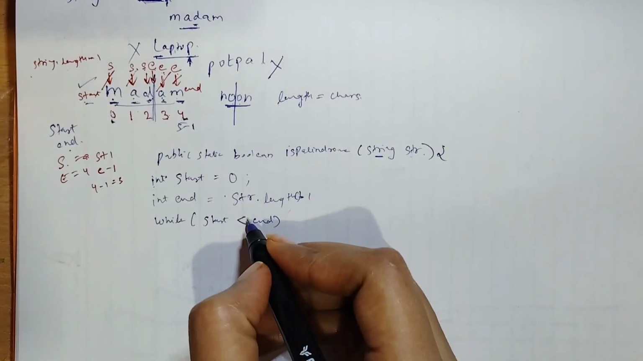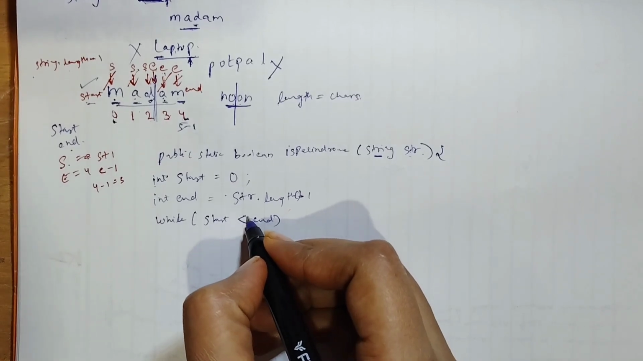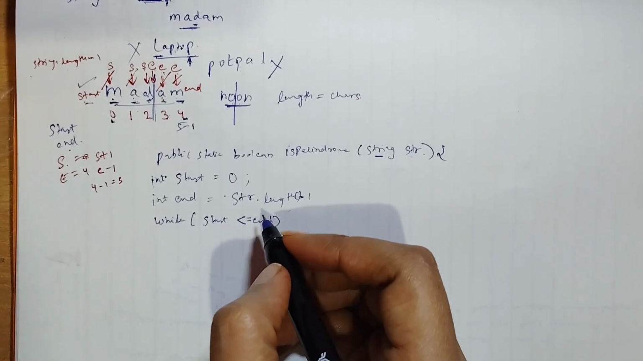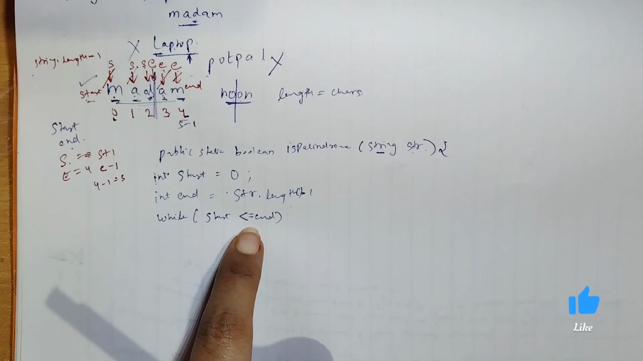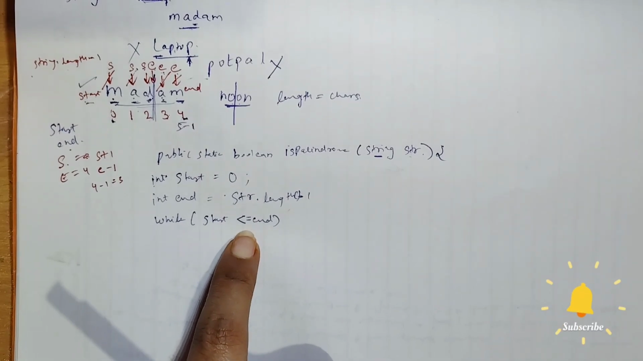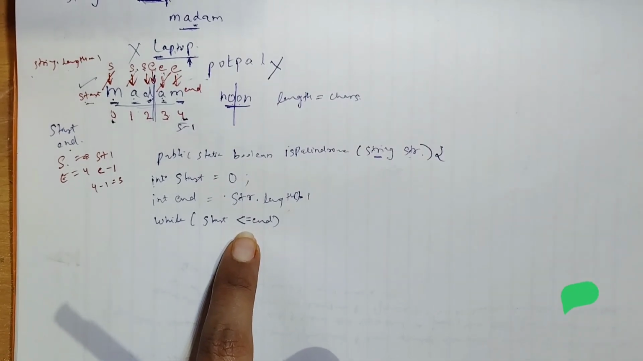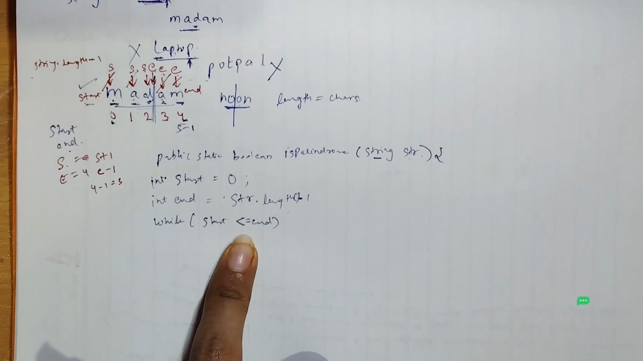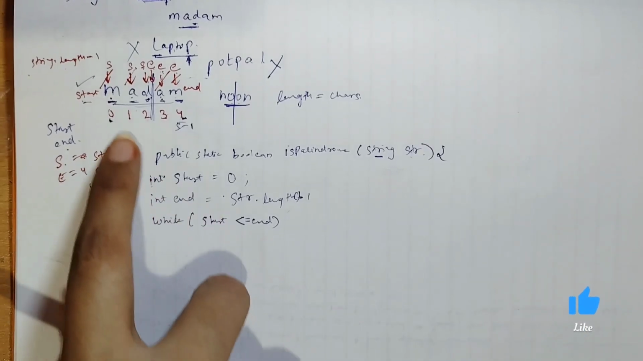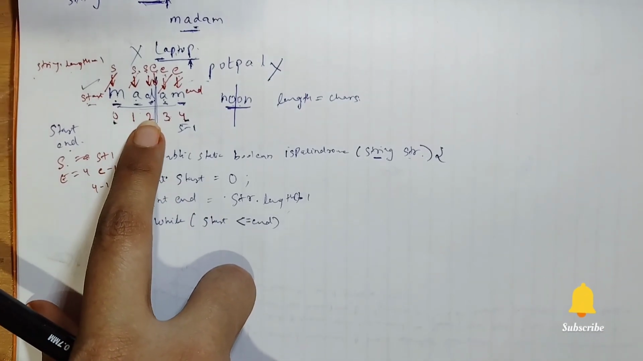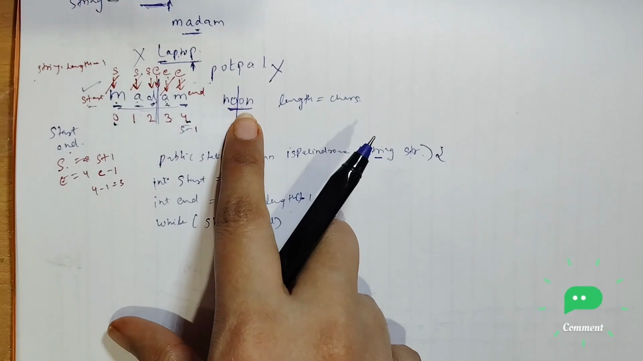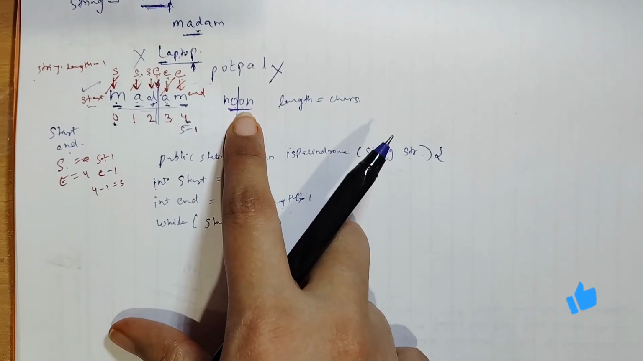So you can also write here that start can be less than or equal to end. If you only write start is less than end, the answer will be correct, and if you write less than or equal to end, then also it will be correct. The equal to sign will work only when our string length is odd. If our string length is even, then there is no need to compare it.